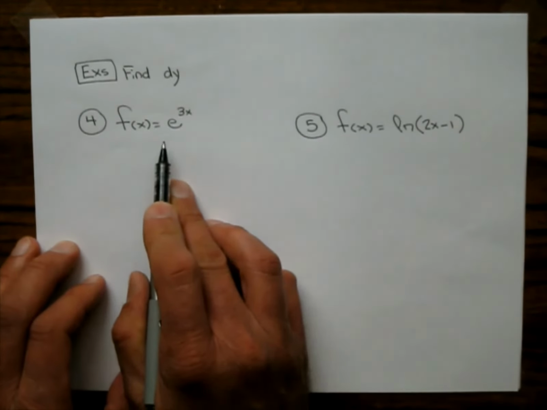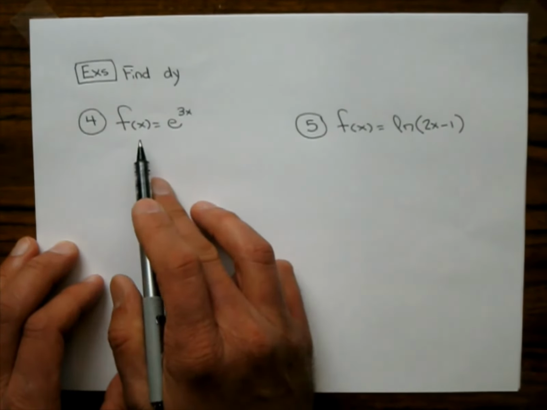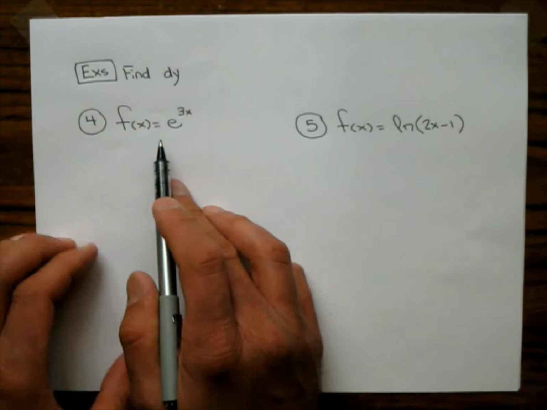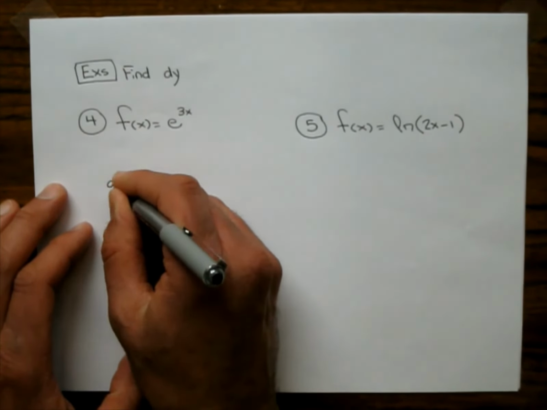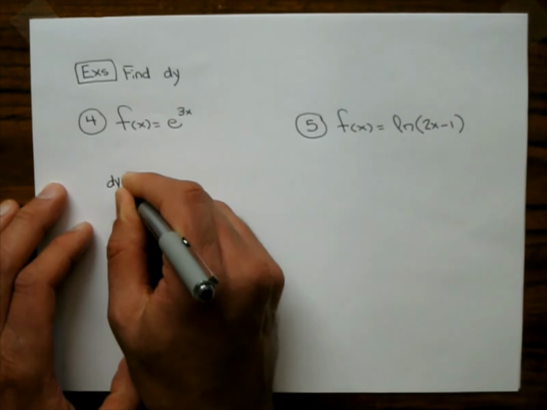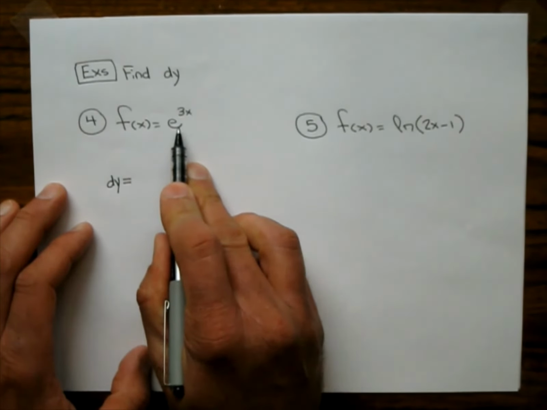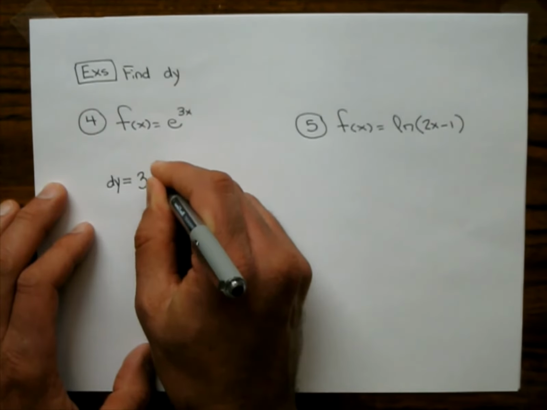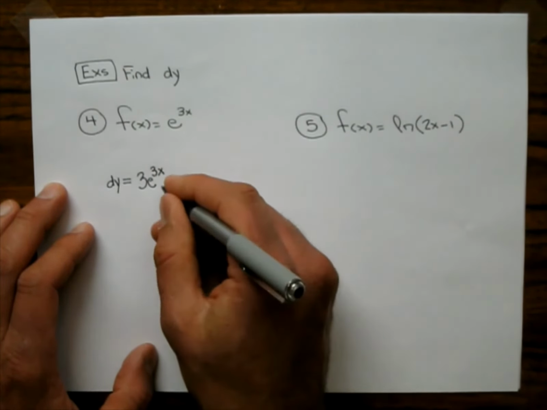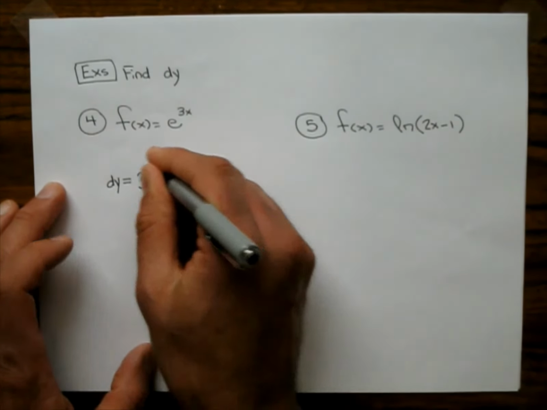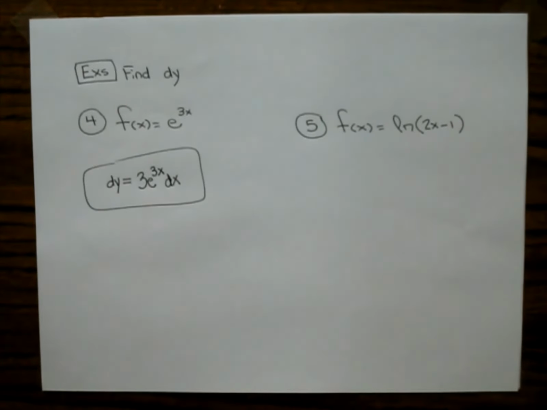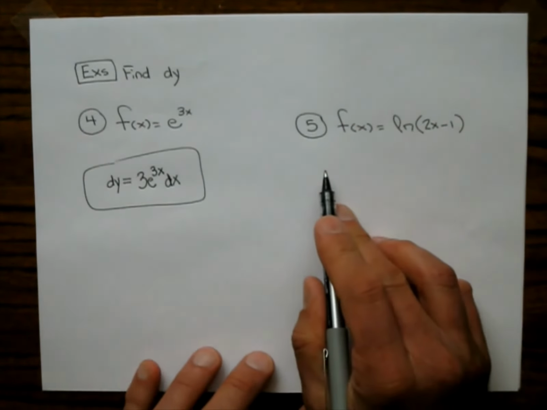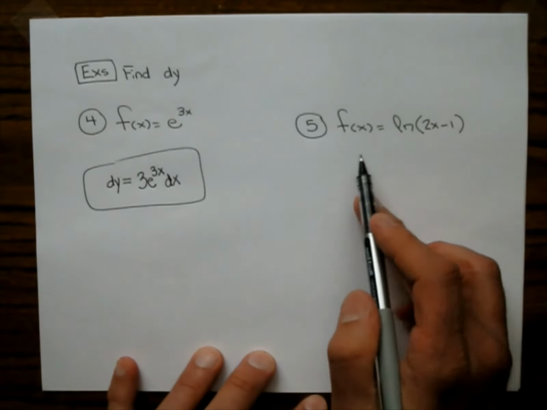So problem number 4 says find dy. So this right here, what you want to do is you want to say, well, dy is, I'm going to take the derivative of this. So this is the chain rule. We have 3e to the 3x, and then we have dx. There's your answer. Let's do problem number 5. That's as simple as it gets.